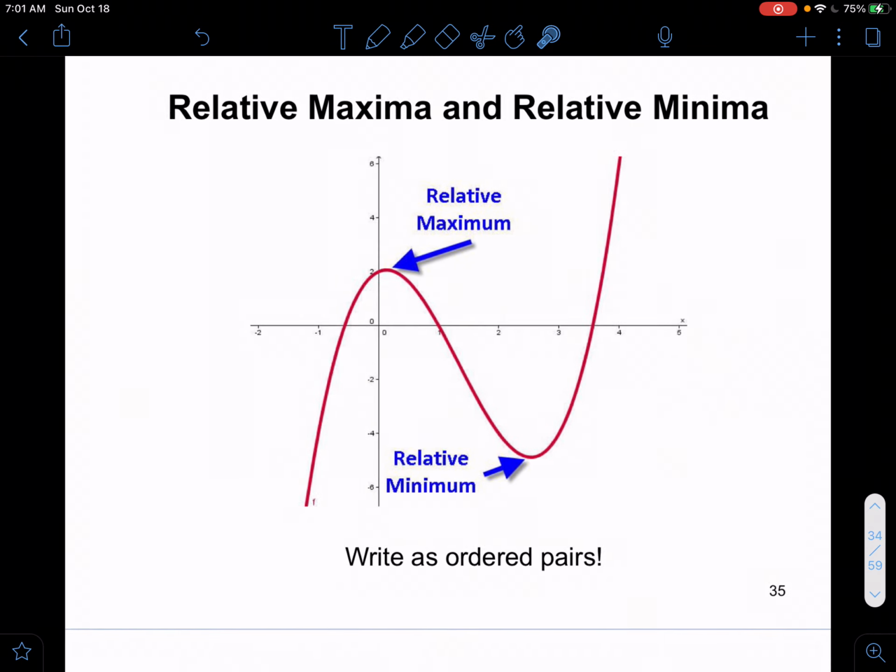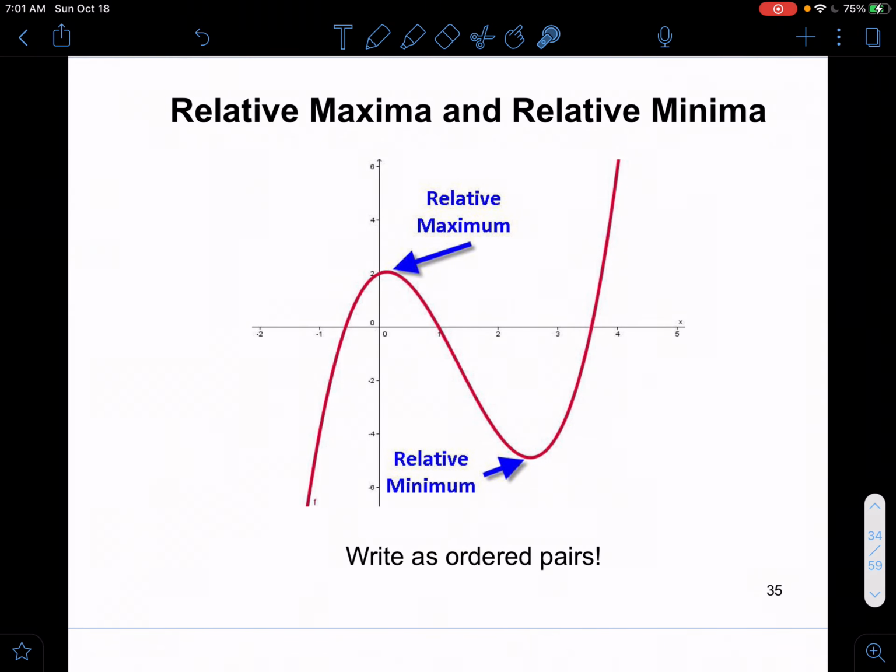Next big idea that we're going to talk about is the idea of what we call a relative minimum and a relative maximum. Now, what a relative maximum and minimum are is they're essentially saying that they are either high points or low points on your graph.